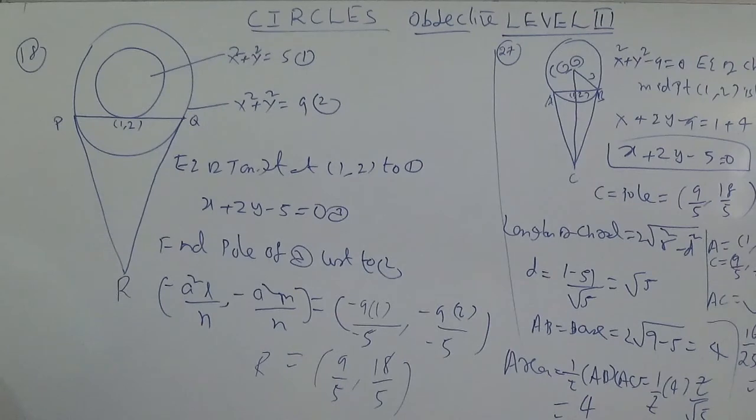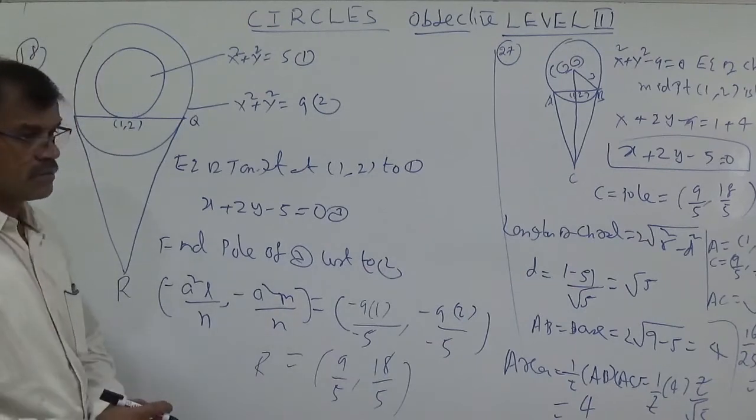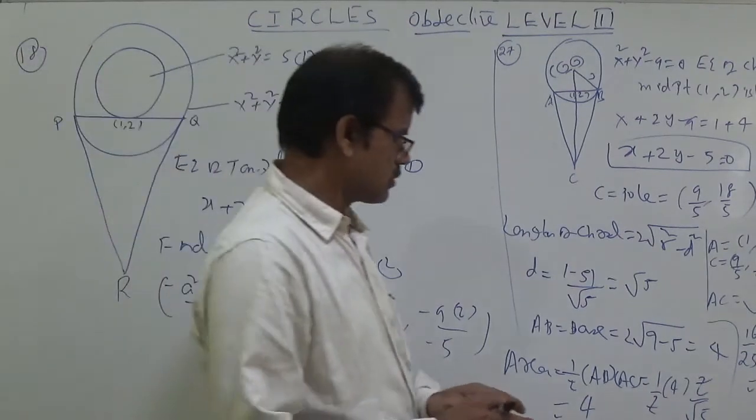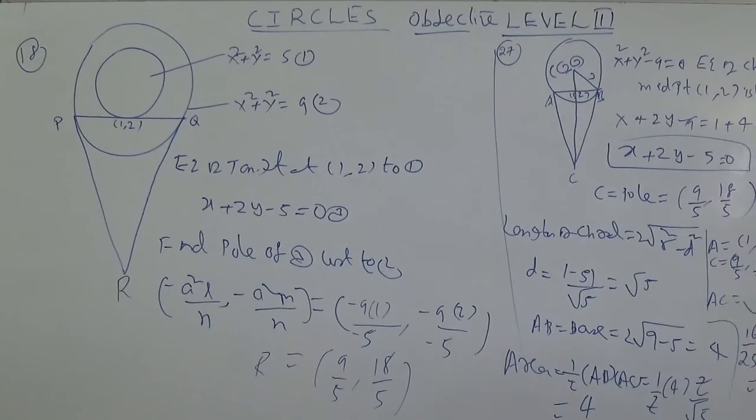27th question. The given fourth option is wrong. 7 by root 3 is not correct. 8 by root 5 may be it. Once again let us verify.